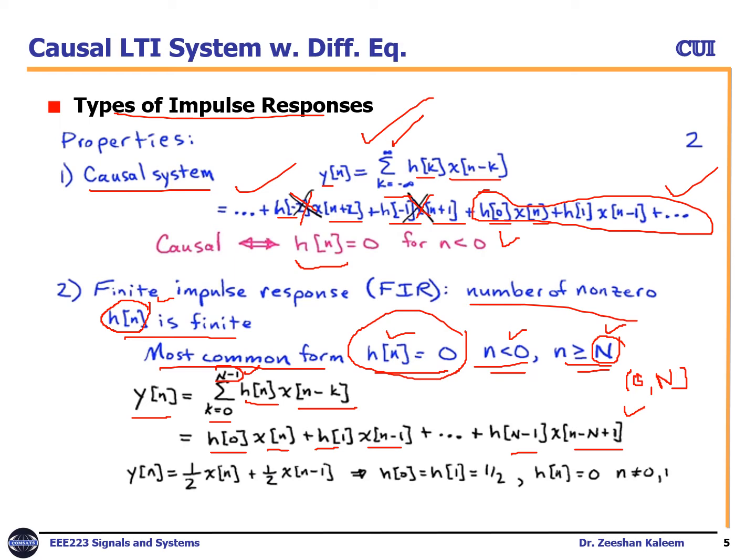And let's take an example where we have h0 and h1, two terms, right? And both are half, whereas h[n] equals 0 for n not equal to 0 and 1. It means that we have two terms and the output will be for two terms only, which are h0 and h1. So half x[n] plus half x[n minus 1], whereas we can't see any higher order terms after that. So this is the shape of a finite impulse response of a system, right?